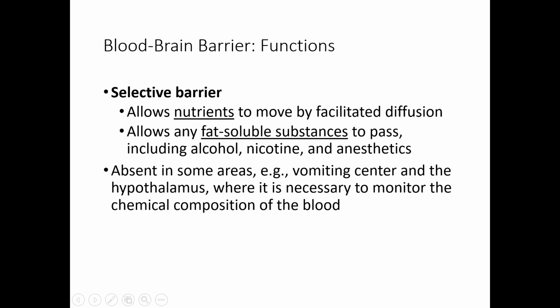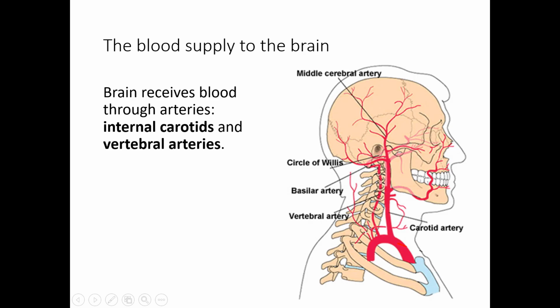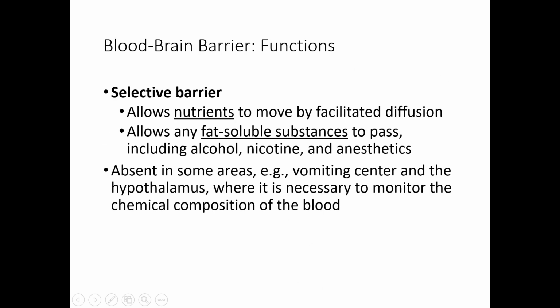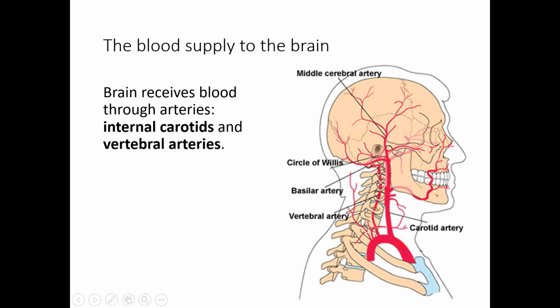Many toxic substances still can go to the brain cells if they are fat-soluble, like alcohol, nicotine, some other drugs, and also anesthetics. Some areas of the brain still can receive chemicals from their blood because it's necessary to monitor chemical composition of the blood. Example would be hypothalamus. That's where astrocytes are absent.